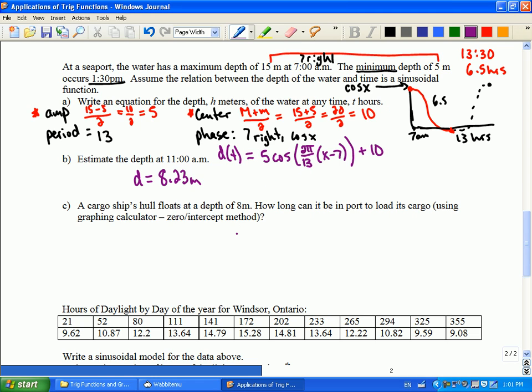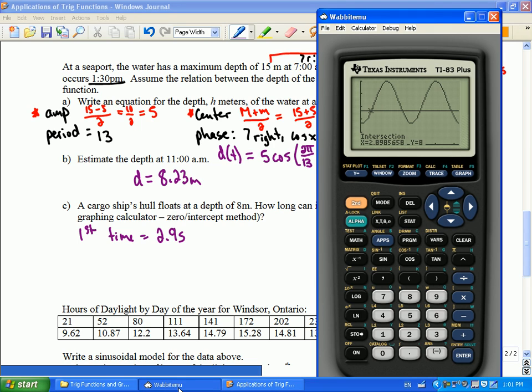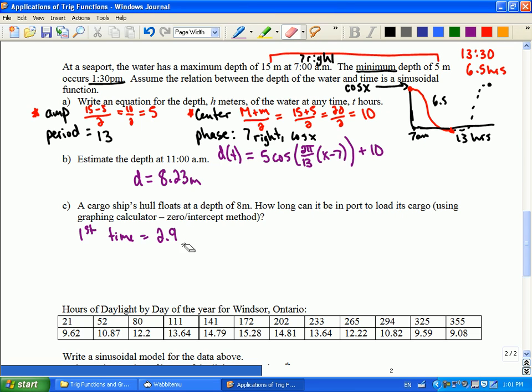Okay, so the first time is at 2.9 seconds. And we're going to do the second time here now. Sorry, not 2.9 seconds. It's 2.9 hours, right? It's a pretty fast-moving tide.